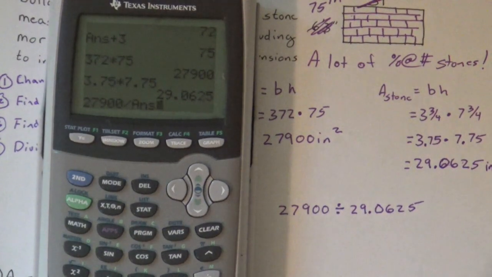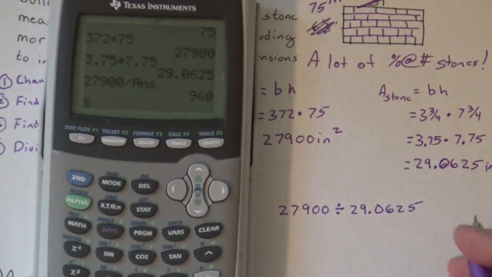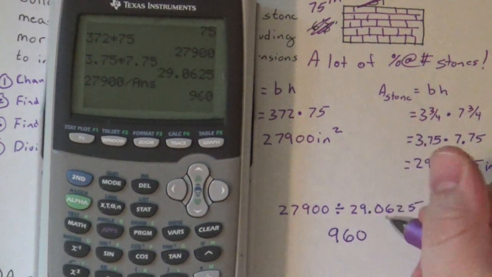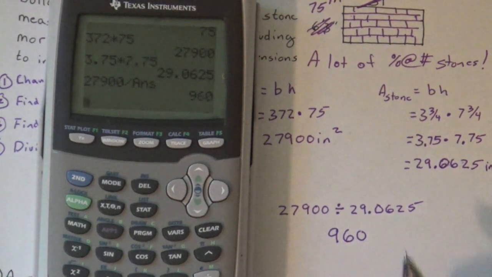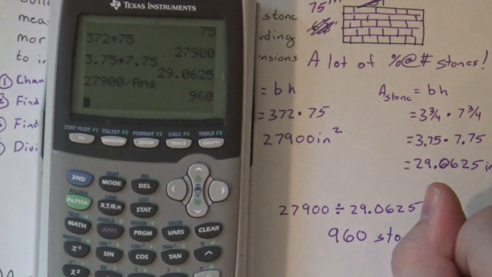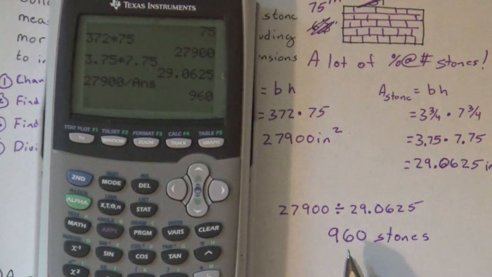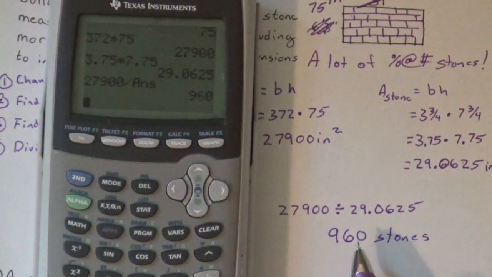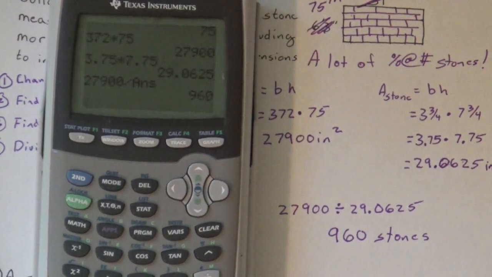So now that I've done that, I simply hit enter, and it tells me that I have 960. Well, what does that mean? It means that I need 960 stones to build this wall. So, yes, it is a lot of stones, but to be more precise, it's 960 stones.